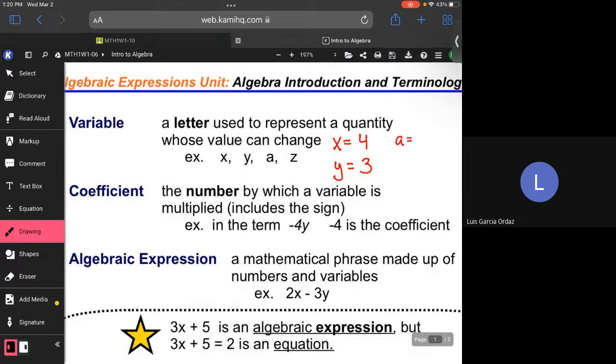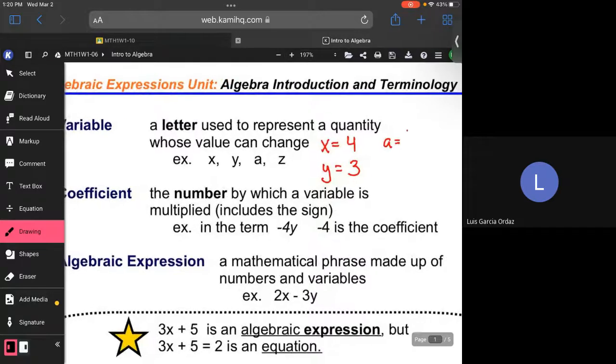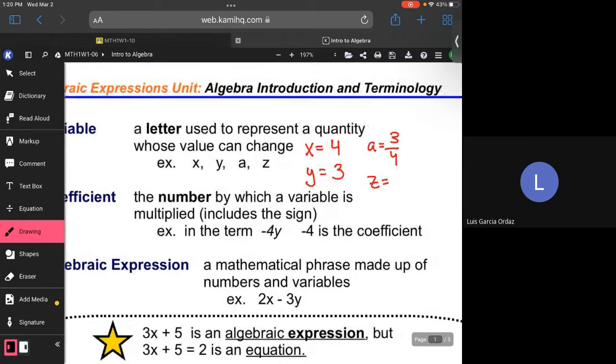They can also be fractions as well. So someone assign a value to a. John? 3/4. I think Keegan said 7. I saw that. He was just too slow and I read it too slow. And they can also be decimals. Kareem? 0.5.